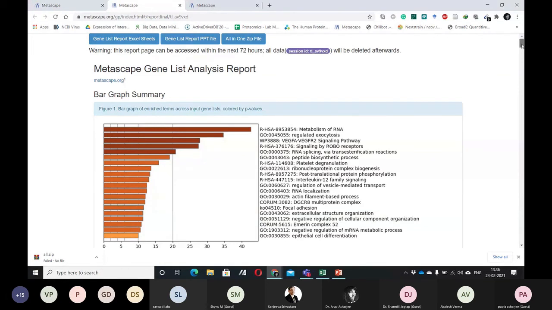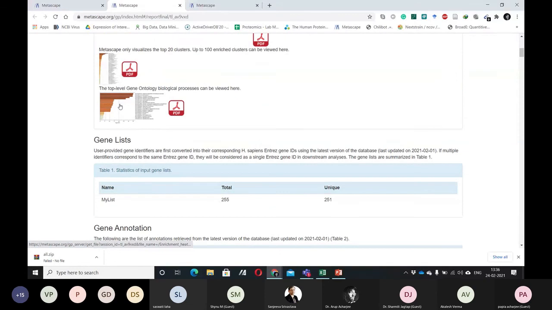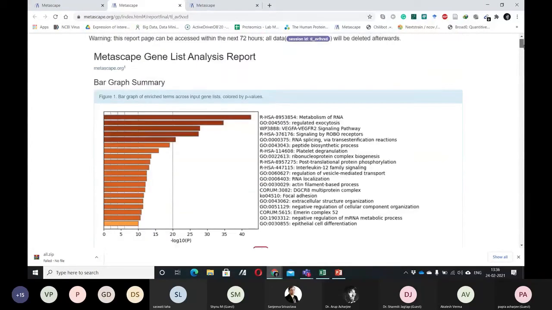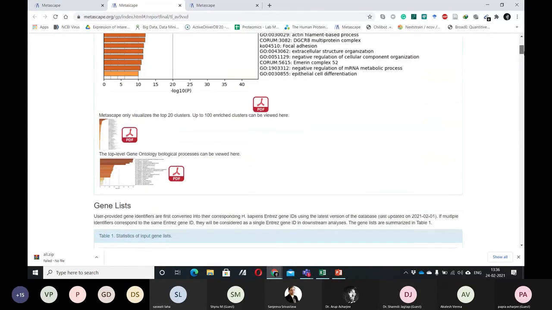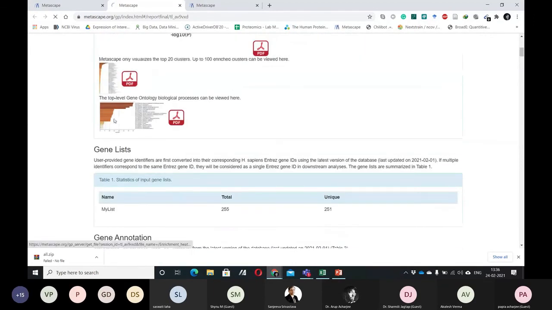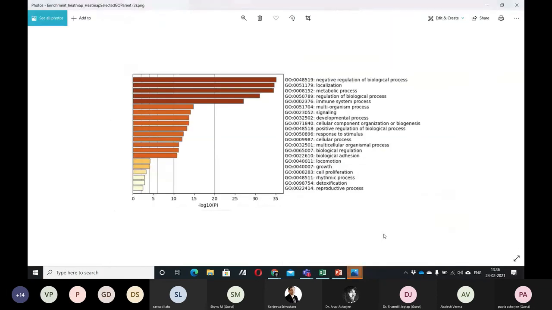Similarly, if you go down, there is also a section called the top 11 gene ontology biological processes. If you want to click on it, a heat map will come. You have to download the heat map. And here it is. So in the heat map, you would see what are the biological processes that are most upregulated in COVID positive patients.